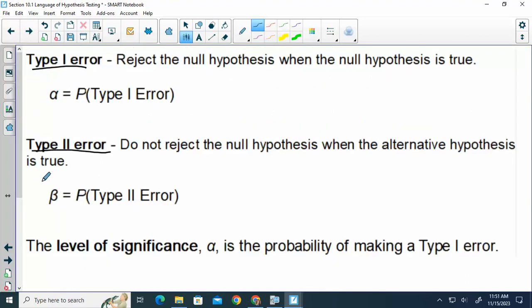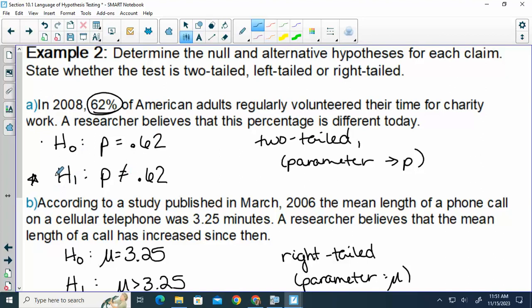Type 2 is the reverse. We don't reject the null, but the alternative was actually true. So it might be me doing this test and saying, I don't have enough evidence, I'm going to stick with the null hypothesis being true, but it actually wasn't. Alright, so, hard to keep them straight.